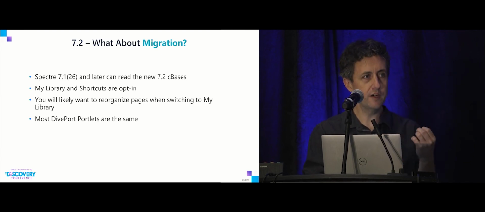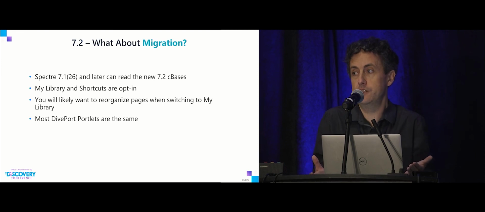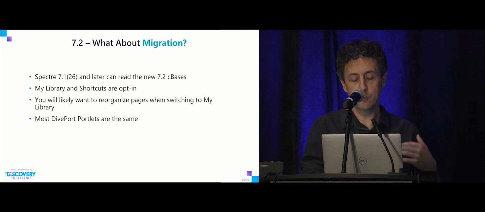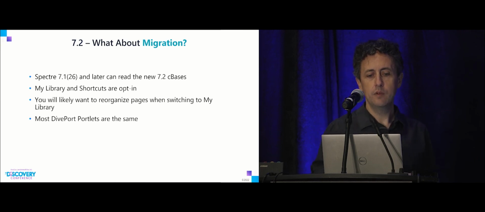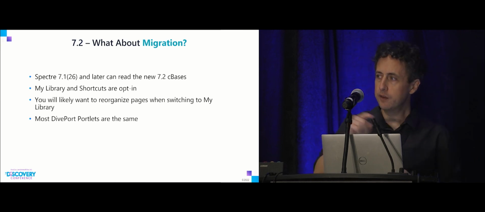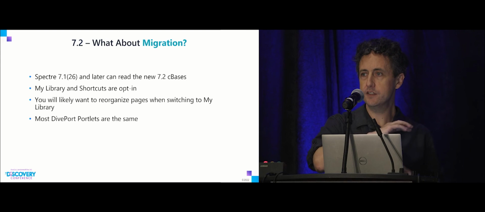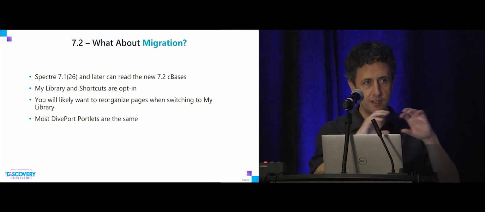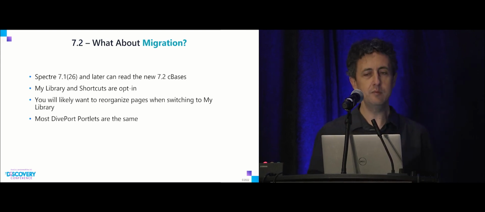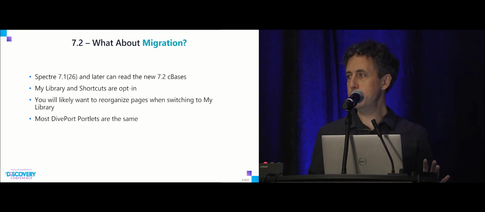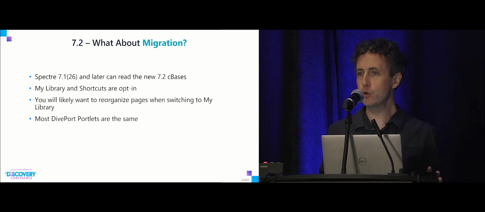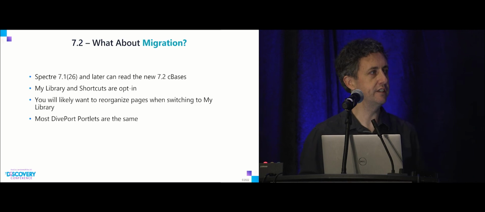That means when you upgrade to 7.2, you won't really see much difference on your site. You're going to need to turn these features on in order to take advantage of them. If you switch to My Library, you're probably going to need to reorganize some of your pages to get them to work in that pop-up with the sections and the shelves and everything. So it's not going to be trivial to just turn My Library on, but be aware of that. The page content should pretty much be the same. Most of the DIPort portlets haven't changed drastically between 7.1 and 7.2, so it should be a nice, easy transition.